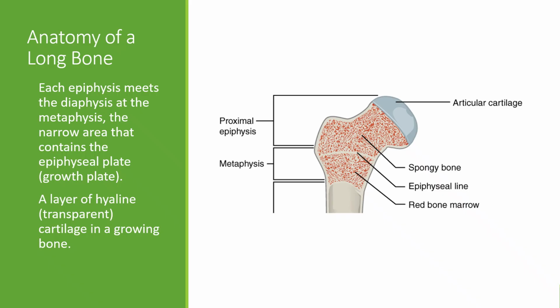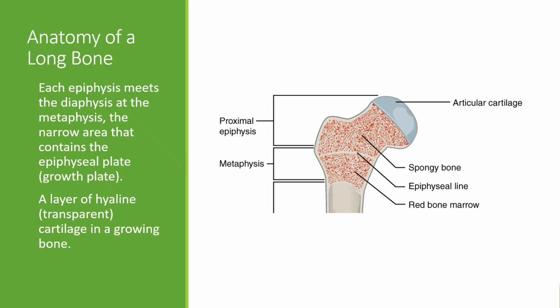So let's look at this epiphyses a little bit closer. So each one is going to meet the diaphysis at the metaphysis, the narrow area that contains the epiphyseal plate. That's the thing that's most important to us. So I want you to look for that clear area that they show on here, and they're pointing it out, is called the epiphyseal line in an adult. In a growing child, it's called the epiphyseal plate or the growth plate.